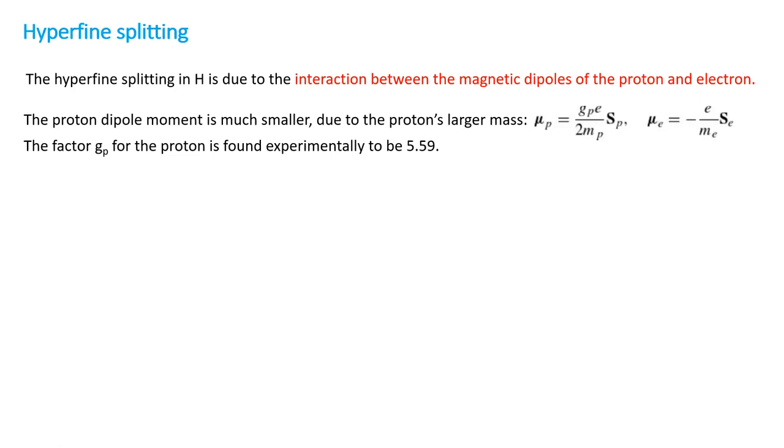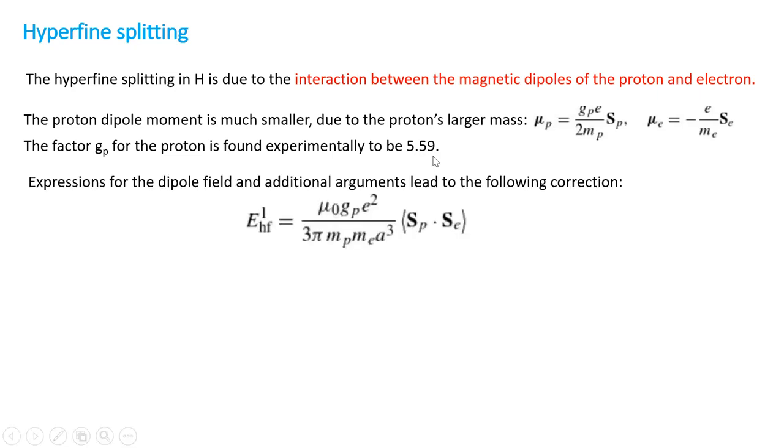And the factor g_p for the proton is found experimentally to be 5.59. Okay, this factor g_p. That's because the proton is made up of a bunch of things called quarks, and they interact in a kind of unusual way. So that's why we get this kind of strange, not particularly even number, 5.59.